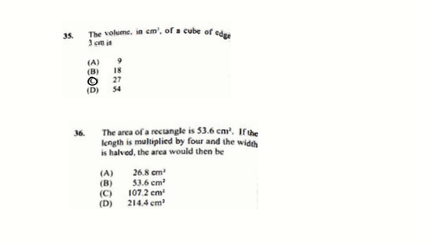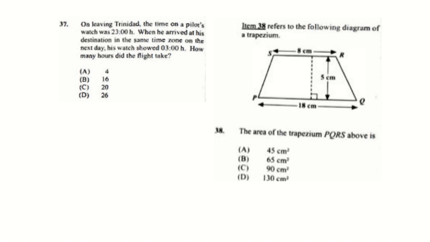The area of a rectangle is 53.6. If the length is multiplied, we did this question already, the answer was C. So we know length by breadth is 53.6. We have 4 by length by a half of width by a length times breadth. That is 2 by length times breadth, equal to 2 by 53.6, which is 107.2. Right?